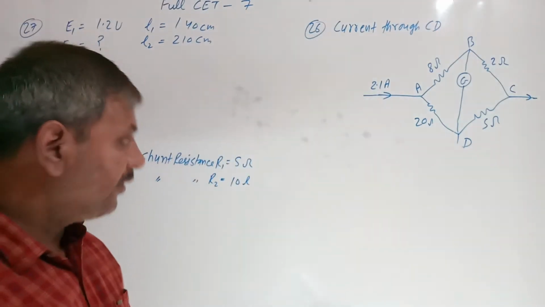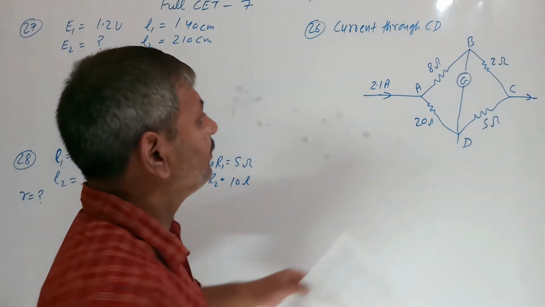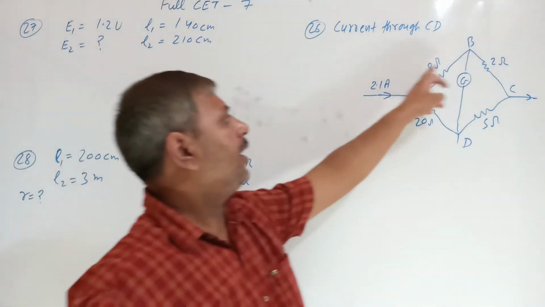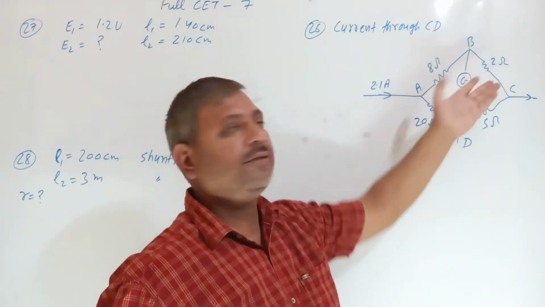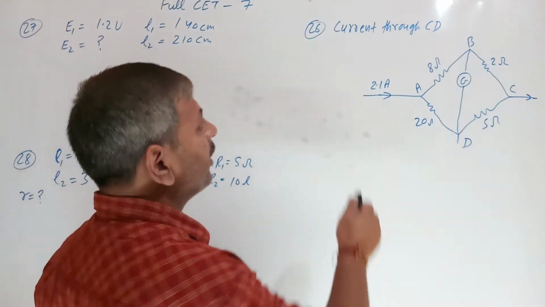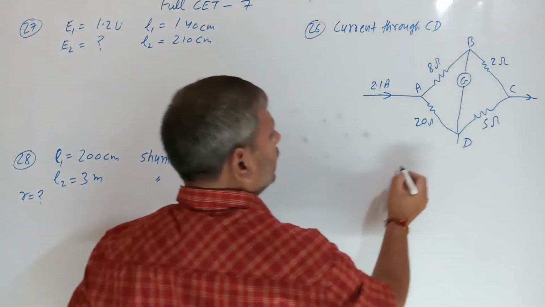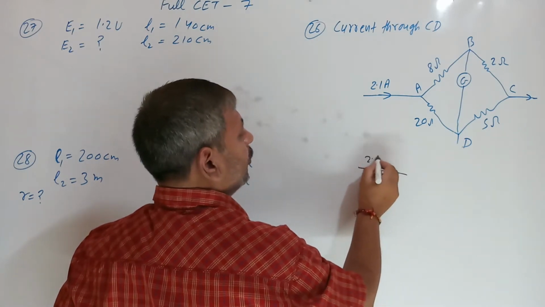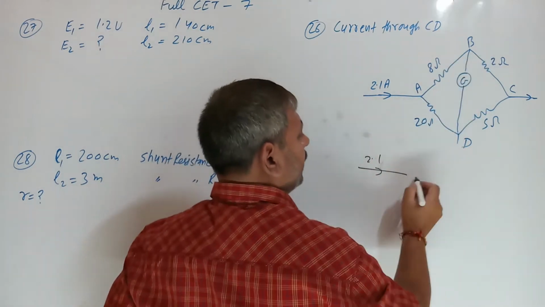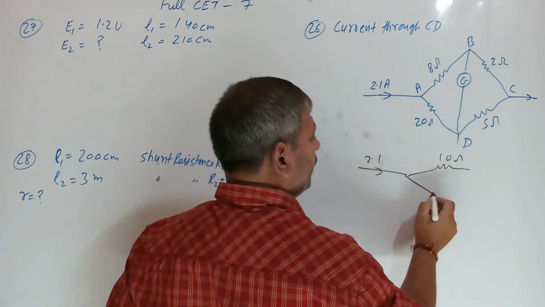Question number 26. Current through CD, A, B, C, D, they have given. See here, it's a Wheatstone bridge, the galvanometer has no deflection, no problem. They want the current through CD. See here, upward, this is 2.1 ampere, 8 plus 2, here 10, here 25.